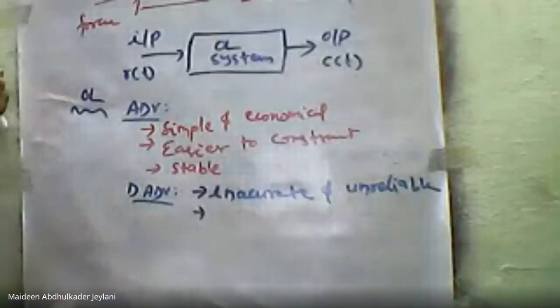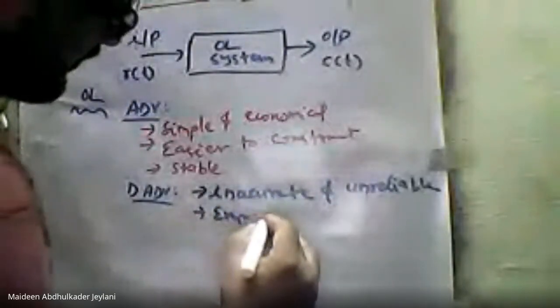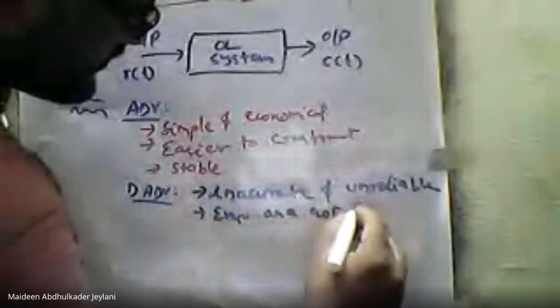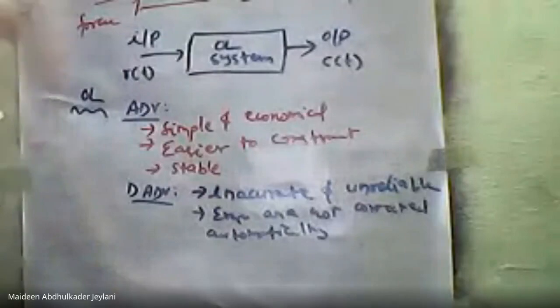And the next one, the changes in the output due to external disturbance are not corrected automatically, because we don't have any feedback in the open loop system. The disturbance or error is not corrected automatically. So these are the advantages and disadvantages of an open loop system. And next, let's see the advantages and disadvantages of a closed loop system.